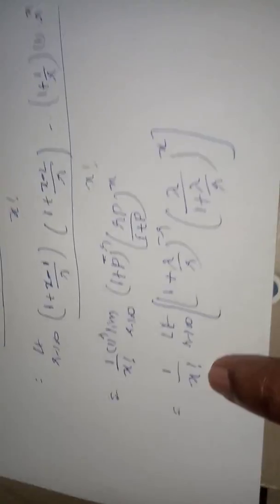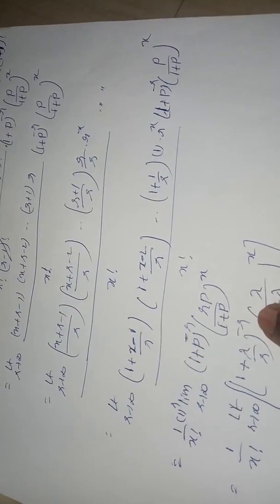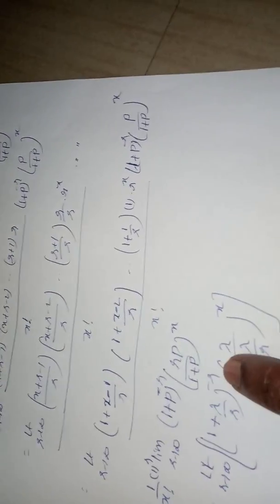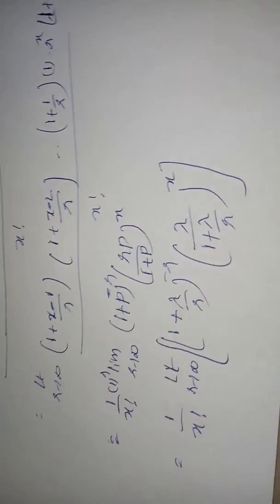So 1 by x factorial we take outside, limit r tends to infinity, 1 plus lambda by r whole power minus r. How are you getting this lambda by r? By using the relation p equals lambda by r. So 1 plus lambda by r whole power minus r. But rp you can write as lambda, so in the place of rp you are writing lambda by 1 plus lambda by r whole power x.